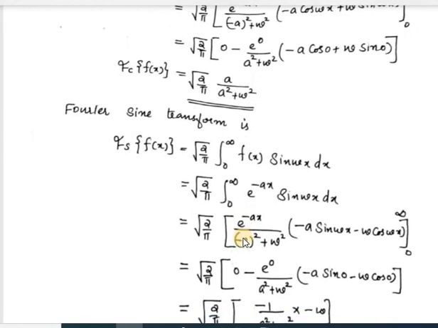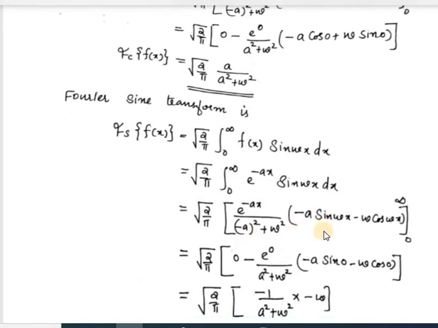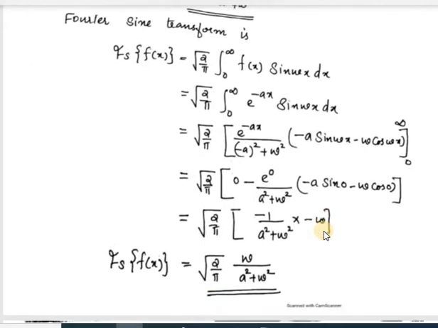Similarly, we can find the Fourier sine transform. The Fourier sine transform formula is root 2 by pi integral 0 to infinity f of x sine omega x dx. Here also the function is the same, e raised to minus ax, and the limit is 0 to infinity. By applying the reduction formula, the integral of e raised to ax sine bx dx is e raised to ax by a square plus b square into a sin bx minus b cos bx. Here a is minus a and b is omega, so it becomes e raised to minus ax by minus a the whole square plus omega square, into minus a sin omega x minus omega cos omega x.